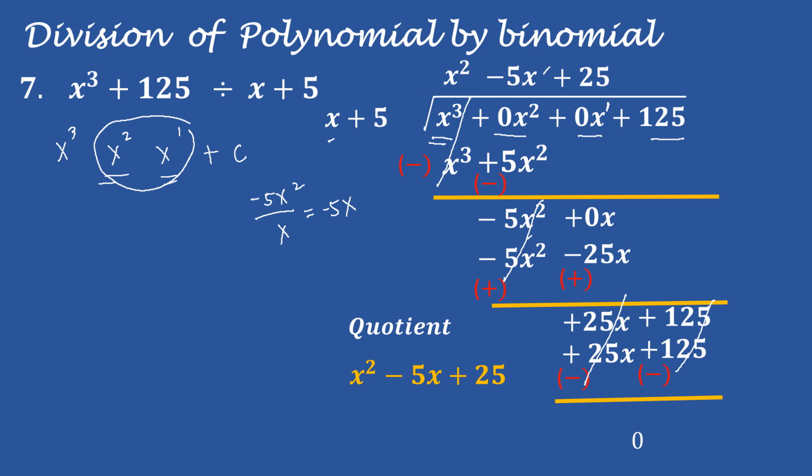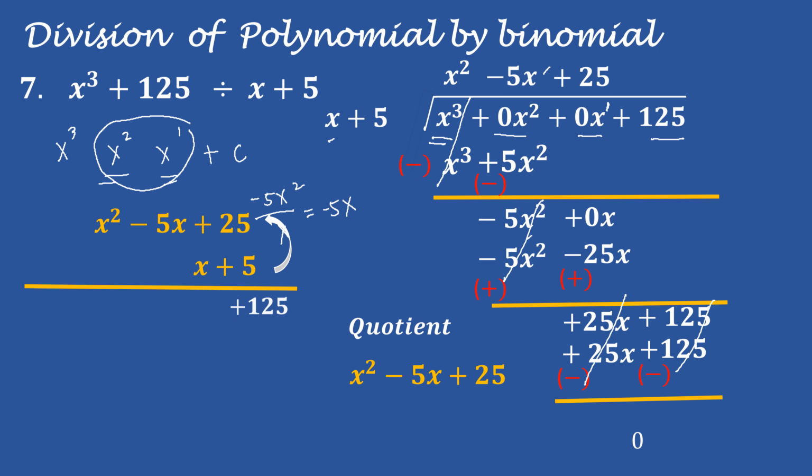So again, how do we know if our quotient is correct? Let us try to check. So x squared minus 5x plus 25 will be multiplied to x plus 5. So 25 times 5 will give us positive 125. And then followed by the 5 times negative 5x will give us negative 25x, and the 5 will be multiplied to x squared, and that gives us positive 5x squared. We are done with the 5.